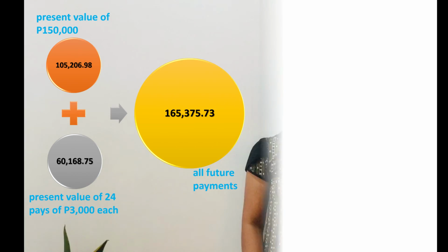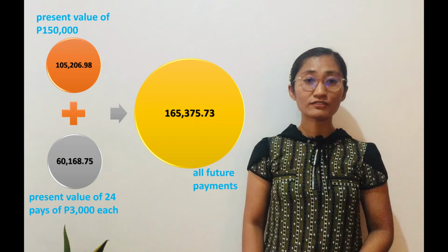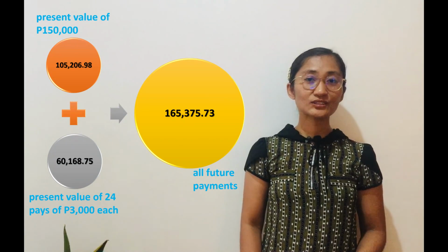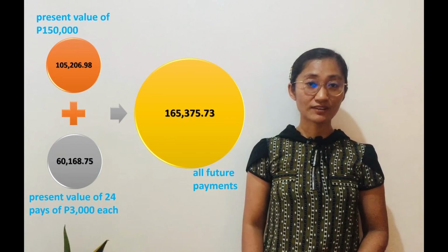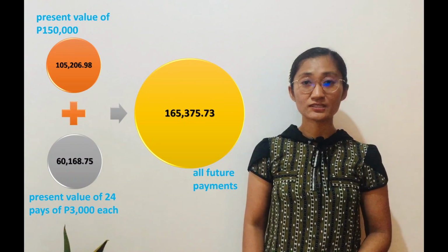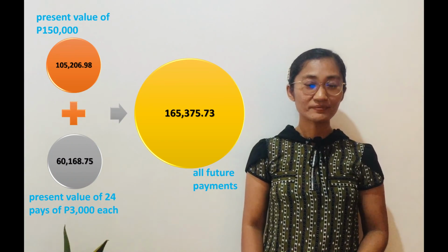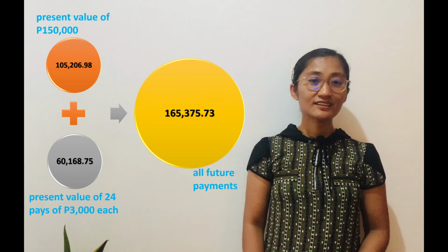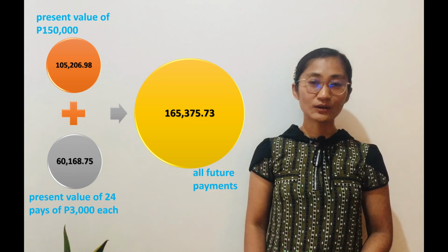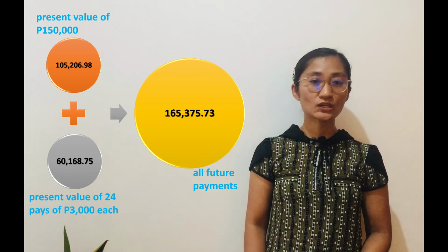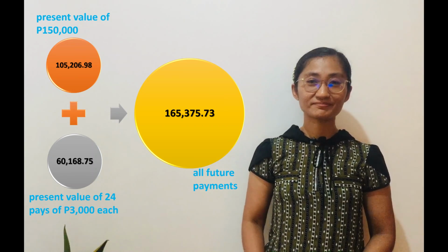So therefore, the price is equal to 105,206.98 plus 60,168.75, and that is equivalent to 165,375.73. Therefore, assuming a 3% annual market rate, the price of 165,375 pesos and 73 centavos is equal to all future payments.